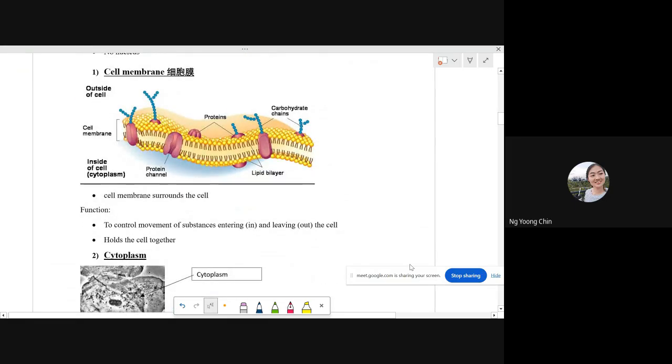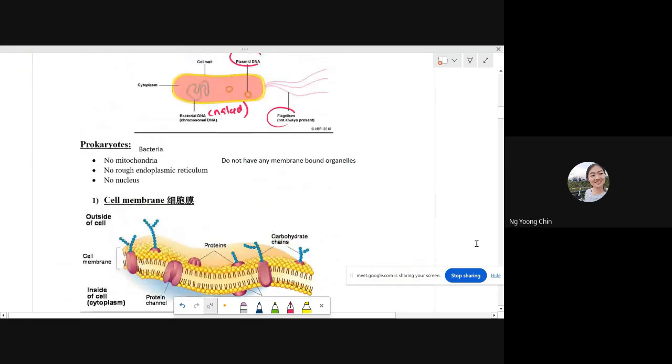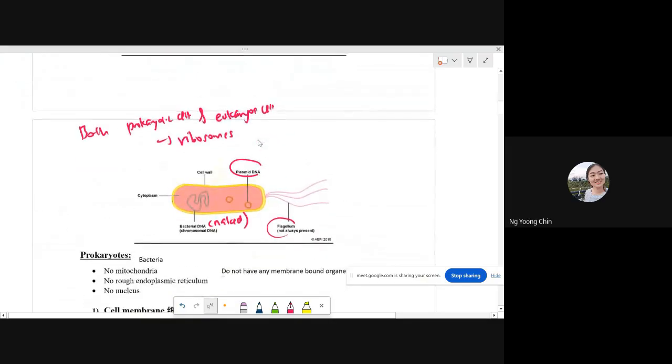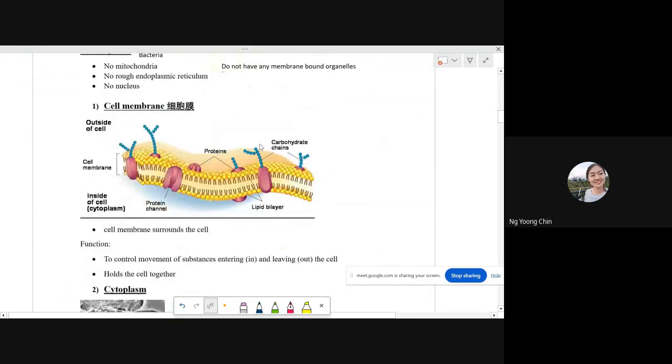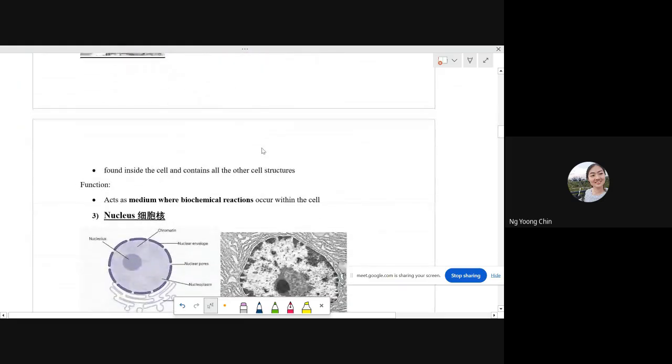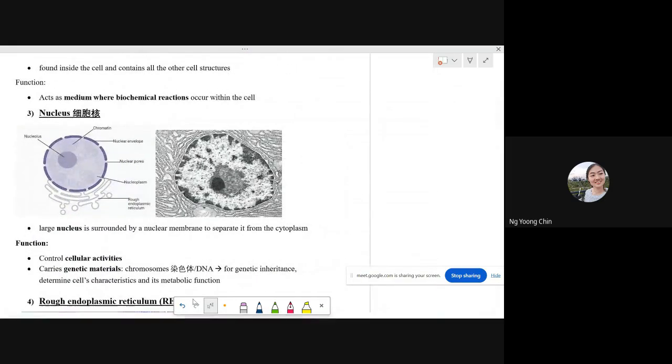Okay, now I want to go through the organelles inside the cell one by one. I think we can start from the nucleus first, because the nucleus is just like the brain inside the cell. Whenever we want to draw a cell, this is a cell, and inside is a nucleus. And then this is the cytoplasm, as simple as that. So now we just discuss the nucleus first, which is inside here.